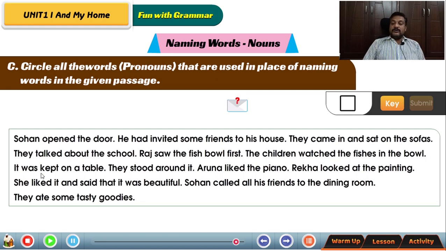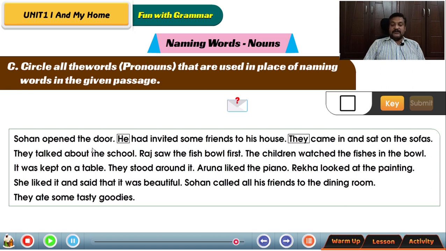Right? So the first sentence, Sohan opened the door. He had invited some friends to his house. So here we have a he, no? So what does that he mean? He means Sohan, isn't it? So here he is used instead of Sohan. So that is a pronoun. Some friends to his house. They came in. Who are they? His friends. Okay, Sohan's friends are described as they.